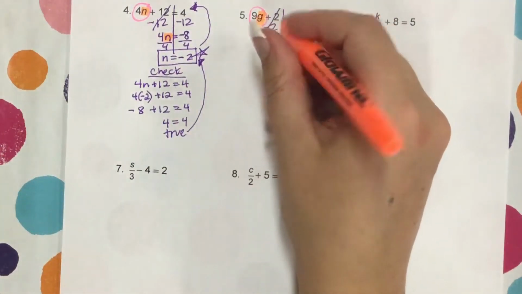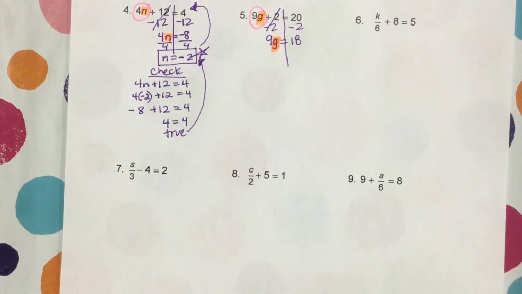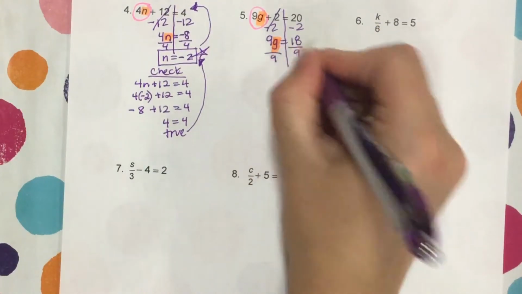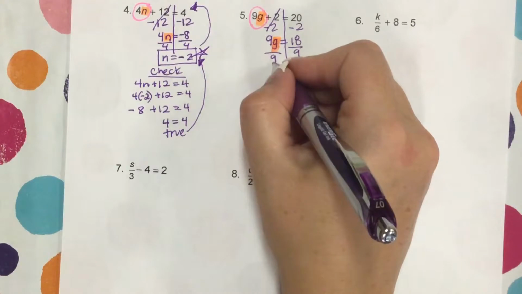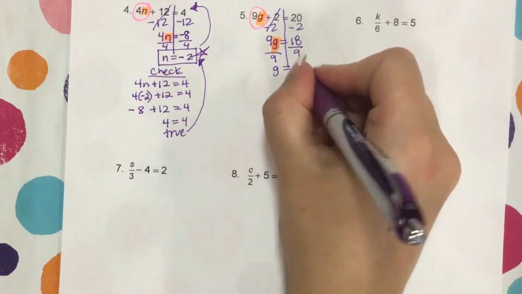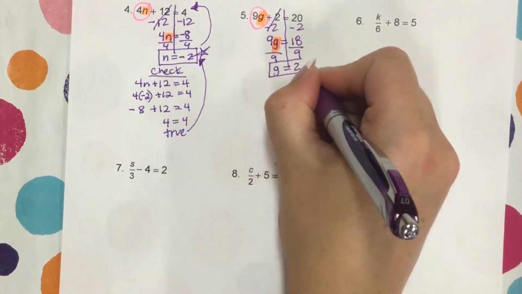Okay, we still have to isolate and get g by itself. 9g means 9 multiplied by g, so the inverse operation of multiplication would be division of 9 to both sides. So 9 divided by 9 is 1. 1 times g is g. And 18 divided by 9 is 2. So our answer is g equals 2.